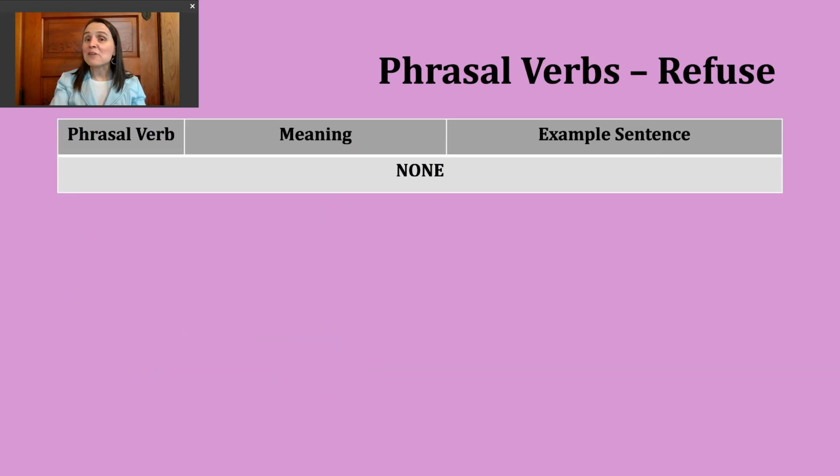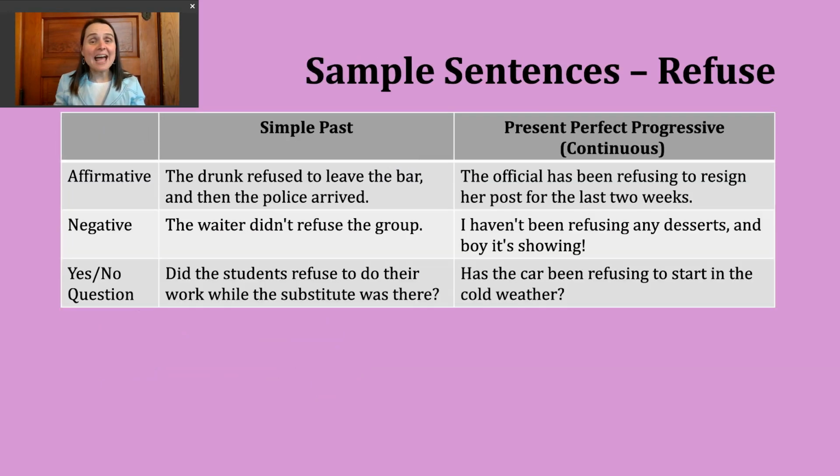Okay? Now, there aren't any phrasal verbs that we need to study, so instead, we can focus on making some example sentences. And today we'll practice making our sample sentences in the simple past tense and the present perfect progressive. Let's start with the simple past tense. We use this verb tense to describe actions that are completed at some known point in the past.